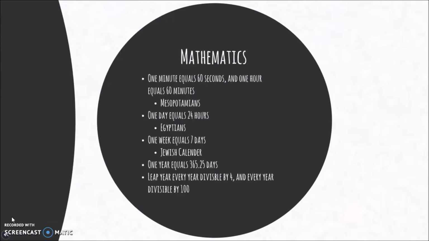Mathematics. 1 minute equals 60 seconds, and 1 hour equals 60 minutes. 1 day equals 24 hours, 1 week equals 7 days, just like the Gregorian calendar. But instead, 1 year equals 365.25 days, and there's a leap year every year that is divisible by 4, and a leap year every year that is divisible by 100 instead of 400.